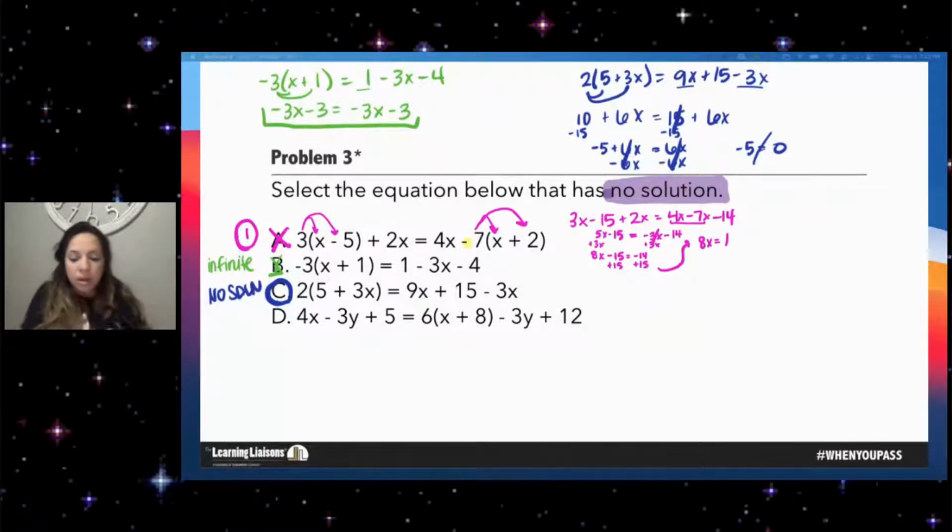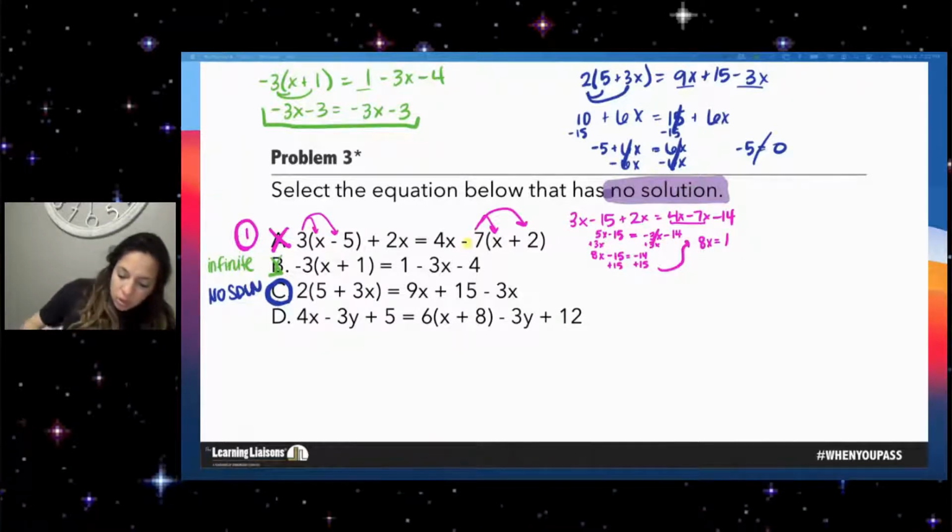Let's go ahead and look at letter D. At this point, I would have stopped on my exam and moved on. But let's look at letter D just for kicks and giggles. 4x minus 3y plus 5 equals 6x plus 8 minus 3y plus 12. I'm going to distribute this 6x. So I have 4x minus 3y plus 5 equals 6x plus 48 minus 3y plus 12.